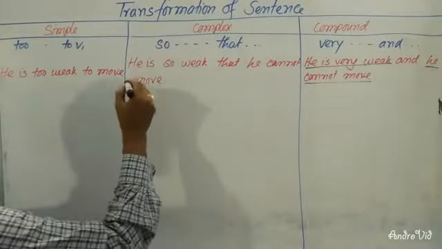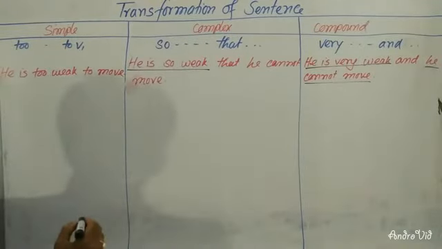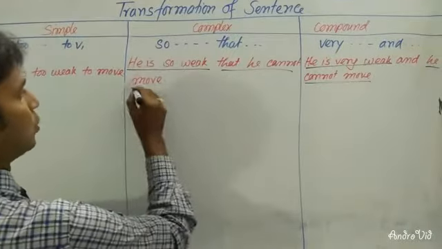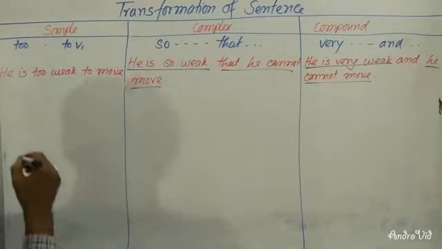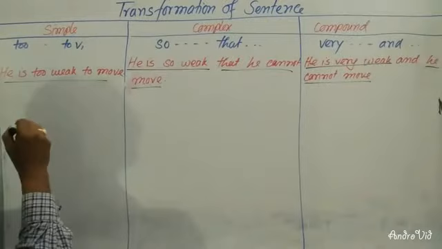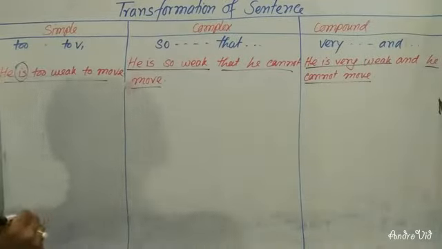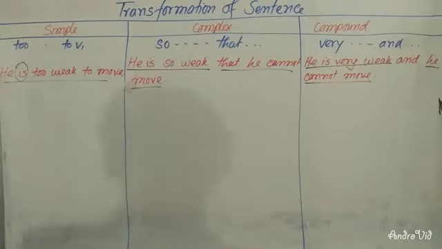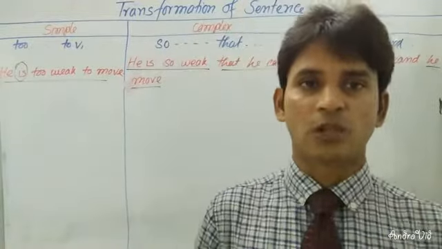And in the complex sentence, "he is so weak" is called the independent clause, and "that he cannot move" is a subordinate clause. So a complex sentence must have an independent clause and a subordinate clause. In a simple sentence you must have one clause, because at the time of changing it to past you will have to change only this verb, and for this reason there is a finite verb. Dear learners, I hope you have understood it clearly.